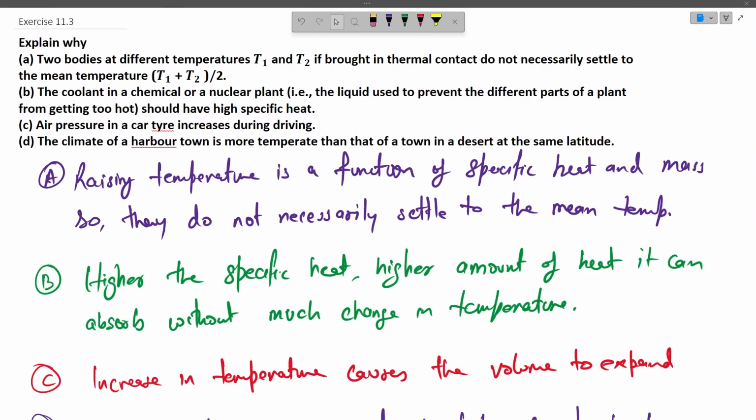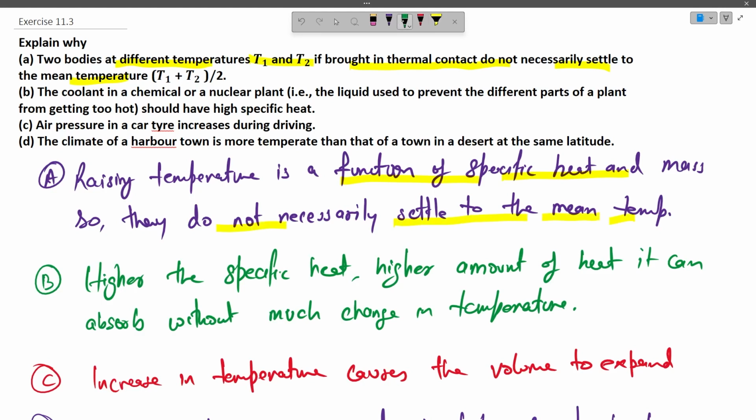The question says, explain why two bodies at different temperatures T1 and T2, if brought in thermal contact, do not necessarily settle to the mean temperature. So we have seen earlier that rise in temperature is a function of specific heat and mass, so they do not necessarily settle to the mean temperature.